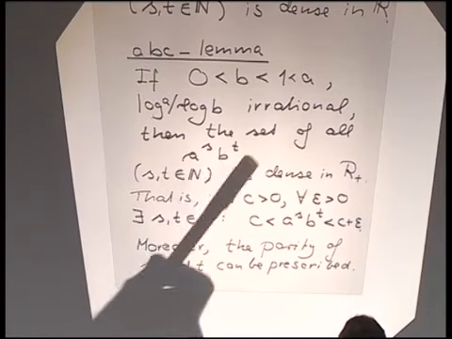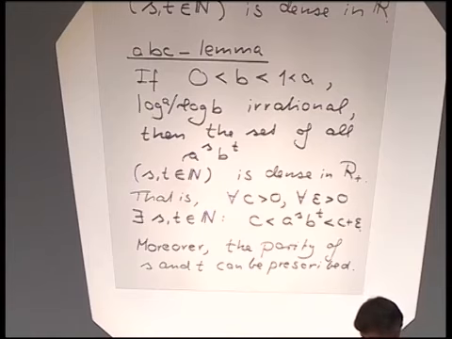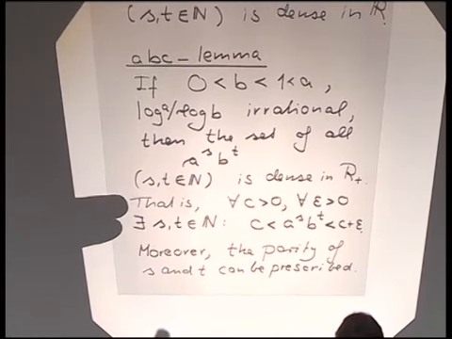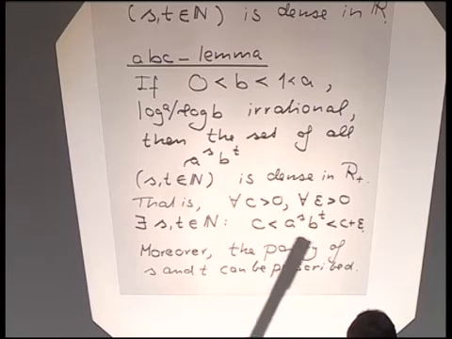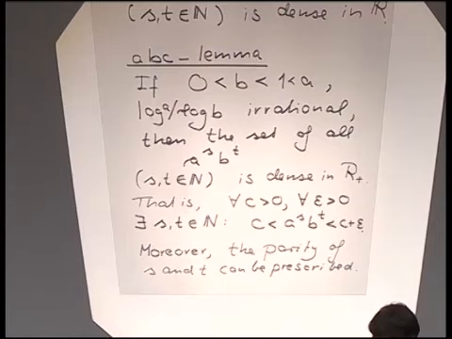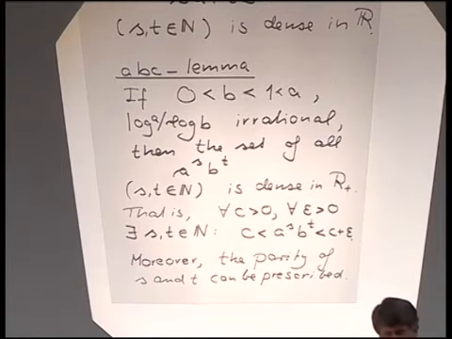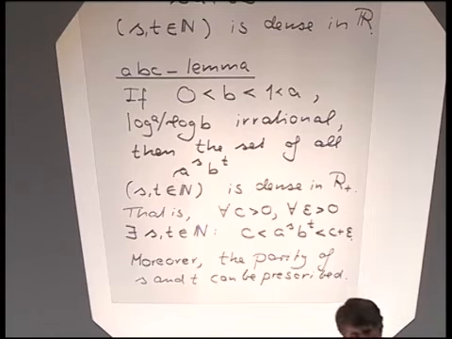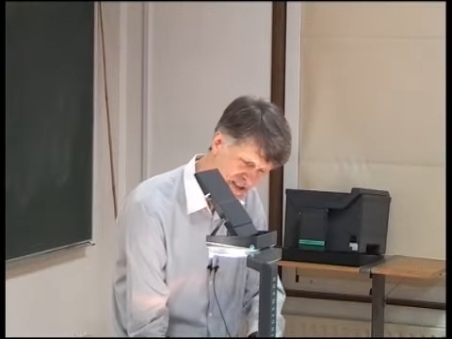Then the set of all these numbers, A to the S times B to the T, form a dense subset of the positive numbers. Here I have formulated it in this way: for every C and for every epsilon, you can find a number of this type which is between C and C plus epsilon. Therefore I call it the ABC lemma. And we can also prescribe the parity of S and T. If you want both of them to be even, that's okay. If you want S to be even and T to be odd, that's also okay. So this is very elementary.